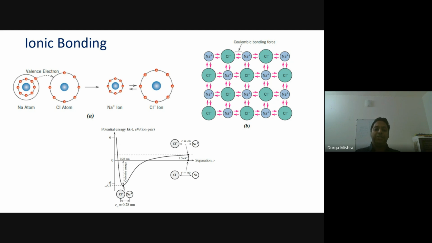So this equilibrium separation is 0.28 nanometer, so this bond length is quite small. This is typically what happens with an ionic bond.